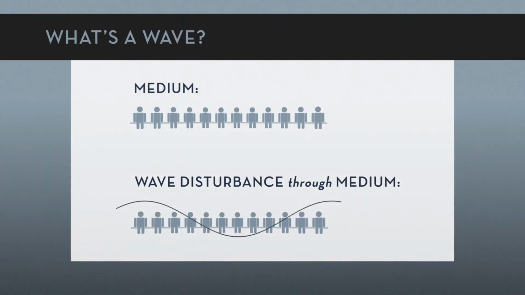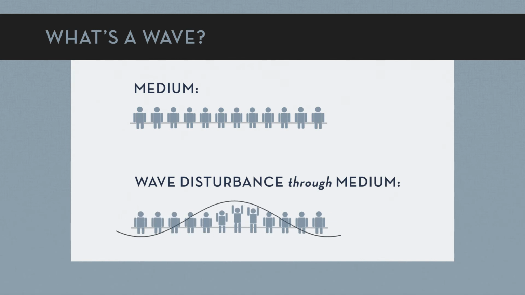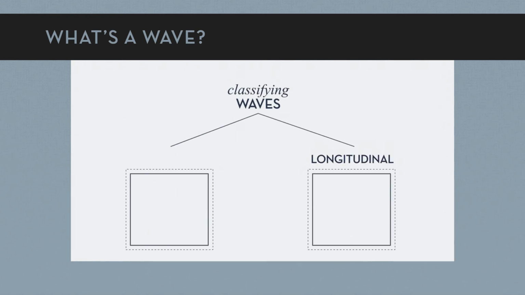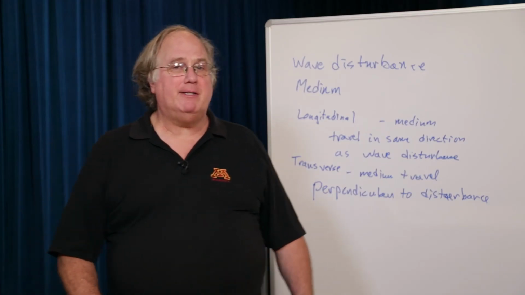So, to review, when you're talking about waves, there's a wave disturbance and there's a medium. They do different things. There are many ways to classify waves, one of which is the longitudinal transverse distinction. A transverse wave is where the particles in the medium travel perpendicular to the way the disturbance goes. In a longitudinal wave, the particles of the medium travel in the same direction, same dimension as the wave disturbance goes.